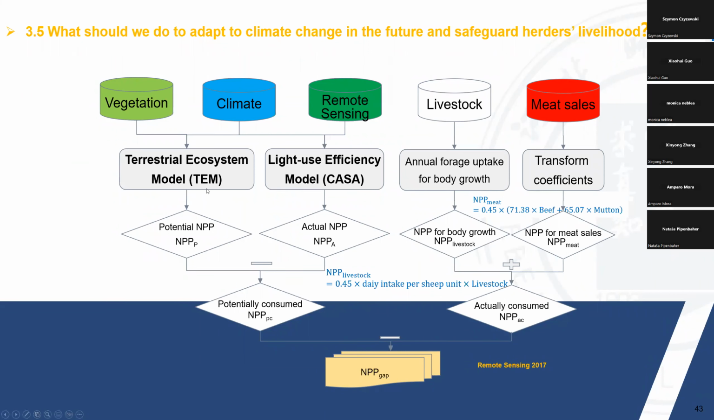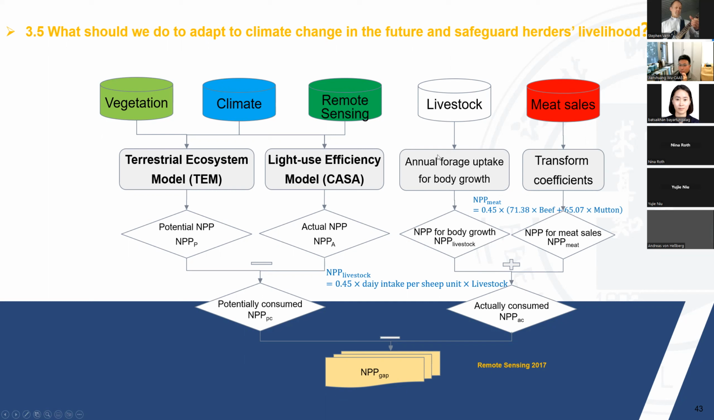So we use two models. The first one is the terrestrial ecosystem model. We use the vegetation, climate, and remote sensing data to predict potential productivity, noted as MPPP. And we also use a light use efficiency model, CASA, to predict actual productivity, noted as MPPP active. So the difference can be noted as the MPPPC. This means the biomass that potentially can be consumed by livestock.